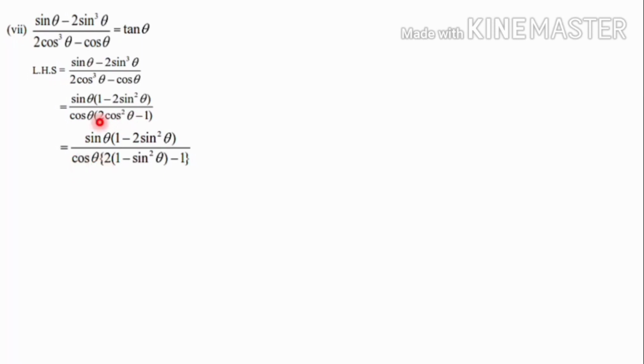So cos theta into 2 into cos square theta, we know the formula, cos square theta is 1 minus sin square theta. We are substituting that 2 into 1 minus sin square theta minus 1. Let's go for the calculation. Numerator as it is, sin theta into 1 minus 2 sin square theta divided by cos theta into, remove the bracket, 2 into 1 is 2, 2 into minus sin square theta is minus 2 sin square theta, again minus 1 is the balance. Then numerator as it is, sin theta into 1 minus 2 sin square theta divided by cos theta into 2 minus 1, 2 minus 1 is 1, minus 2 sin square theta.